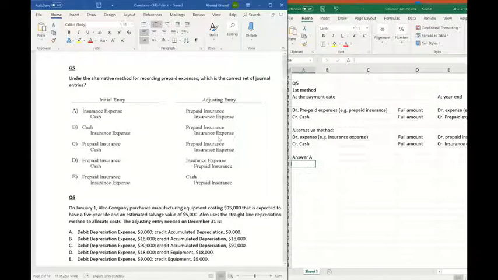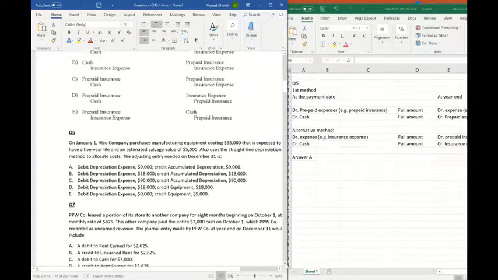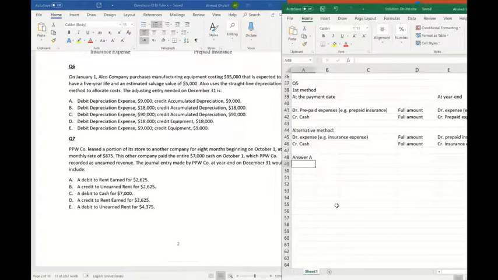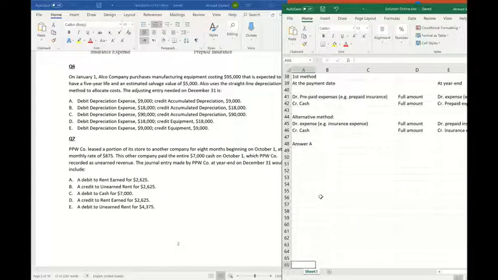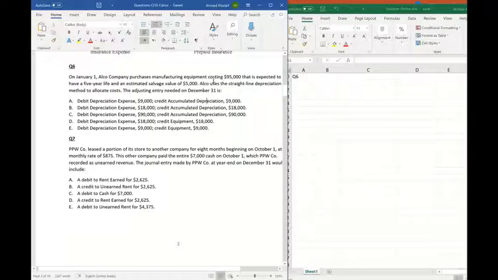So we're still with the prepaid expenses. We have question number 6. This is also for prepaid expenses, and the case here is about equipment.